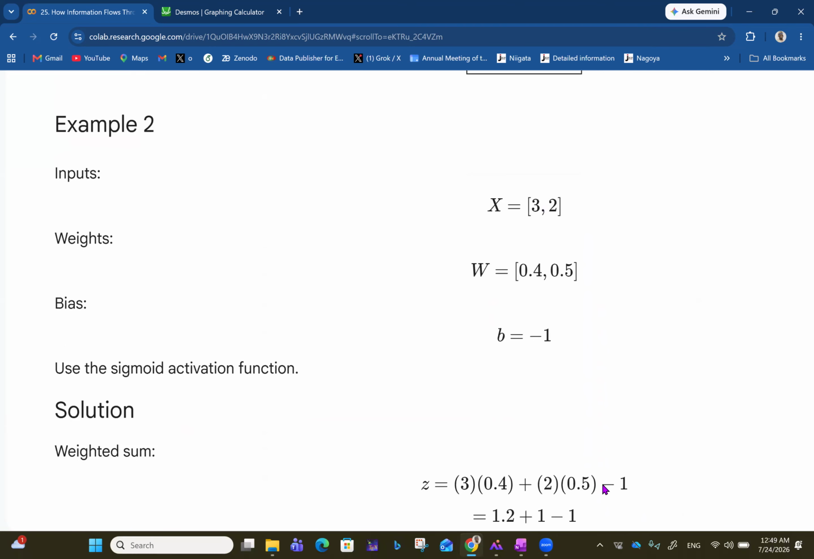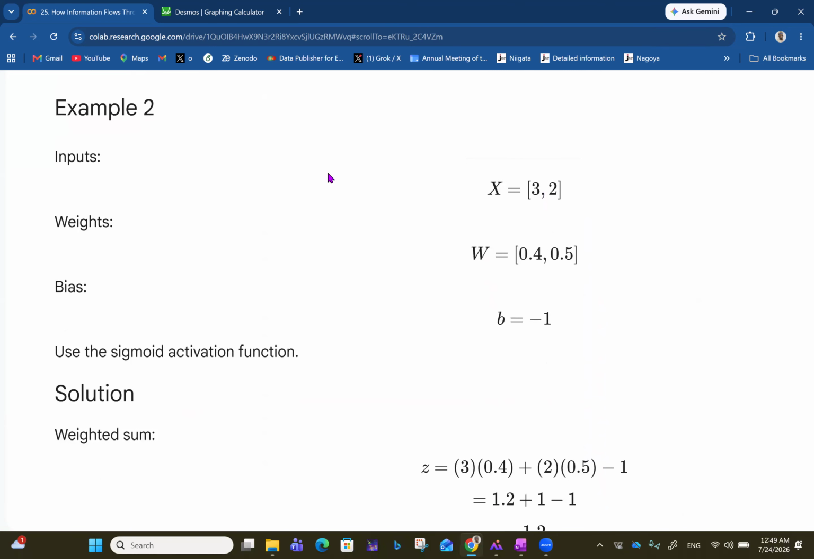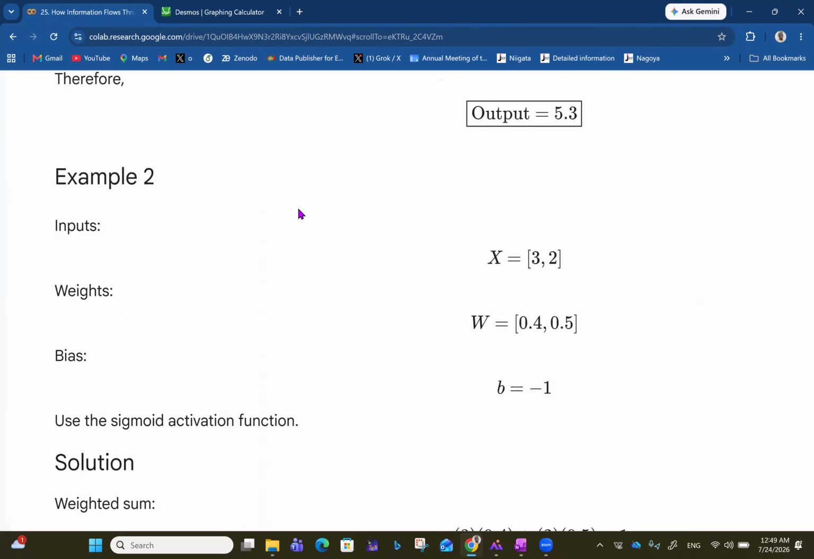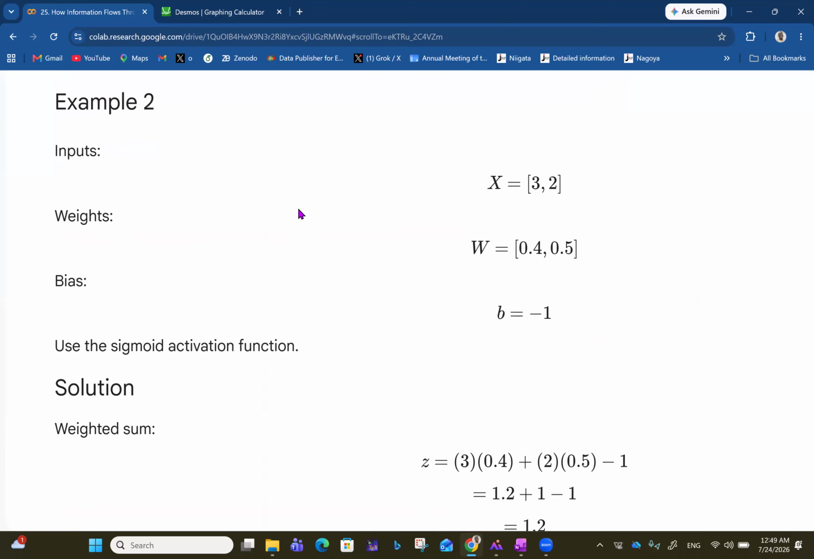Now you have example 2. In this case, we're using the sigmoid function. I hope it's the same. Well, I wish it had been the same, but it's okay. You can just try the same thing on a different one.